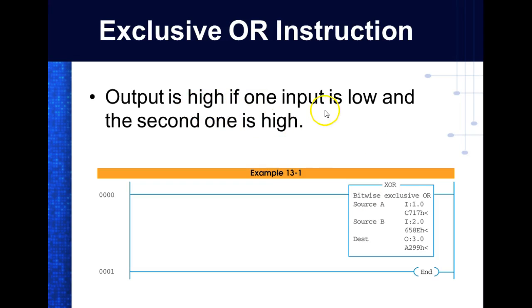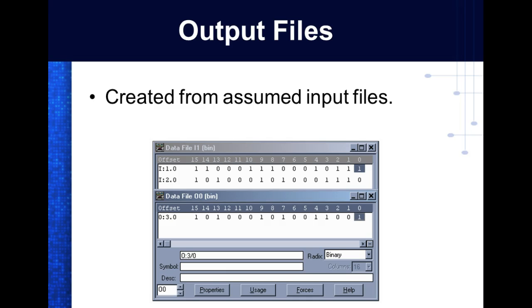Output is high if one input is low and the second is high, but that's not good the way they teach that.